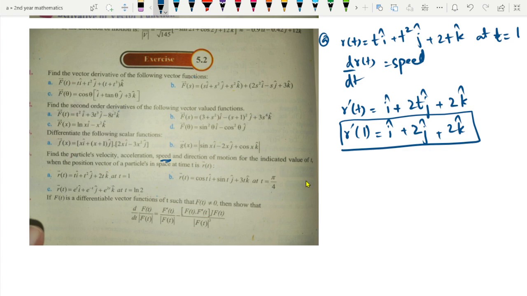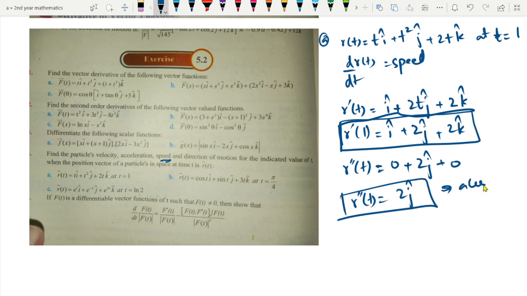For acceleration, we have to find the double derivative, r double prime. r double prime of t will become 0 plus 2j plus 0. So this is equal to 2j. So this is our acceleration. Okay, this is our velocity. Similarly you can find the remaining parts and you can also solve this one.